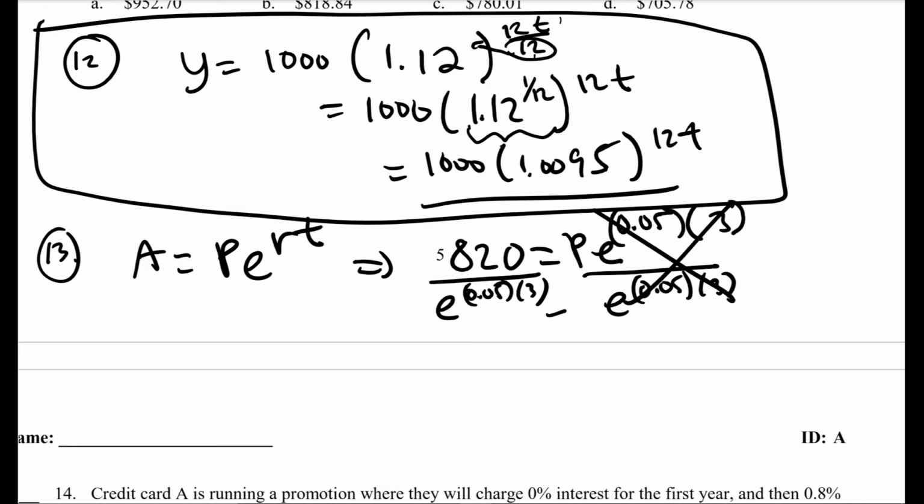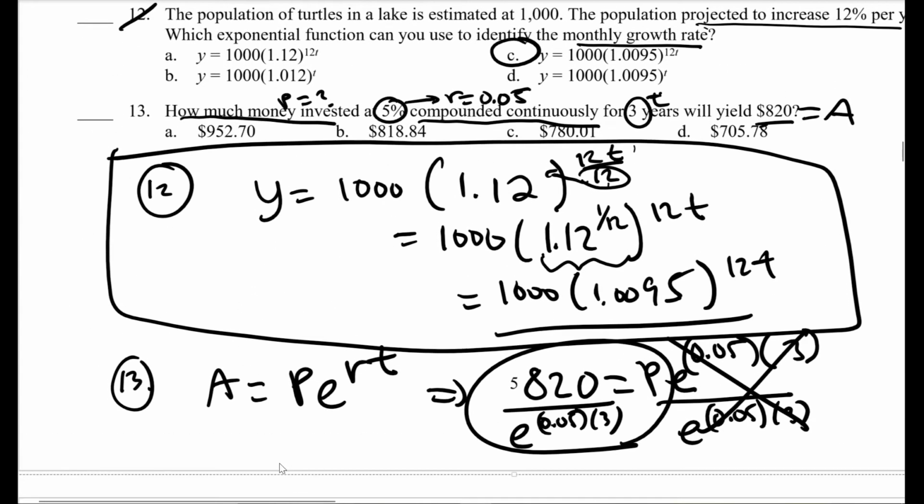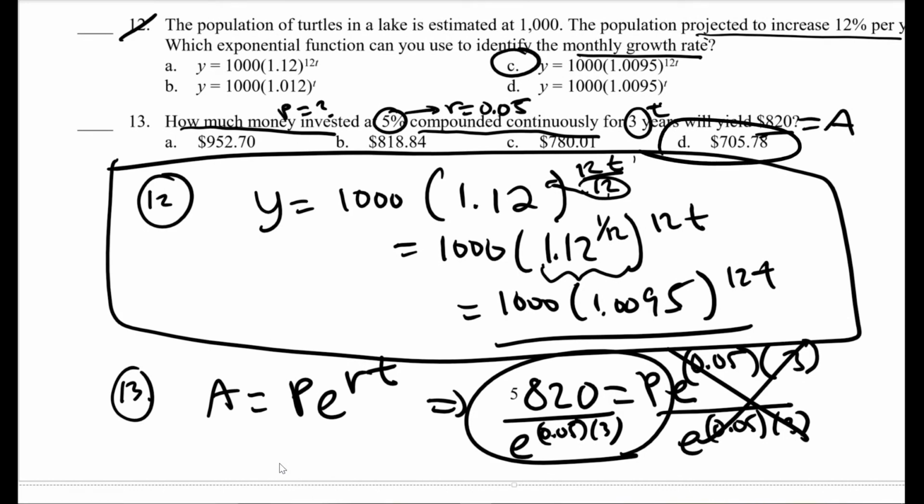And then that will give me my P. So this is my P, but of course we're going to need to figure that out on the calculator, right? So we're going to do that right now. So we're going to do 820 divided by, we got to do second ln, that will give me E, and then 0.05 times 3. So it gives me $705.78. So $705.78. So it looks like it's D.